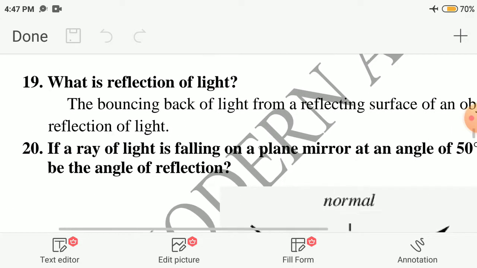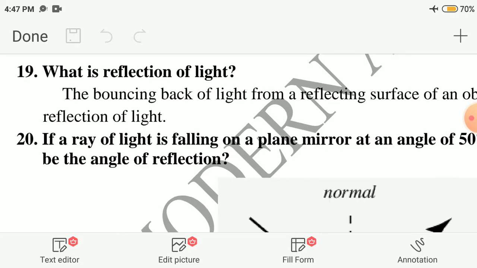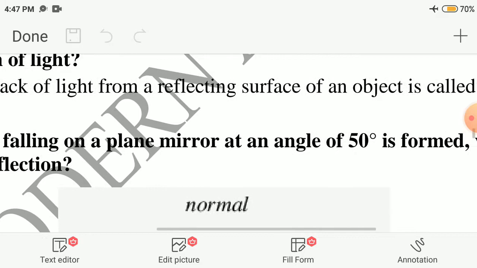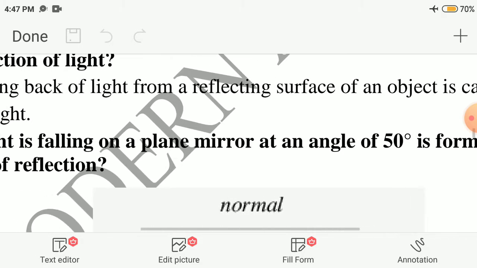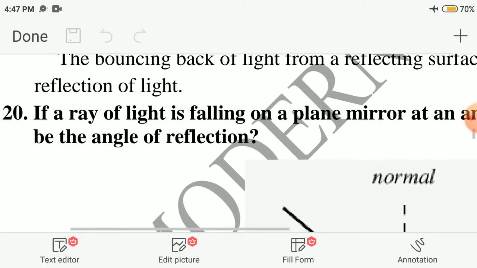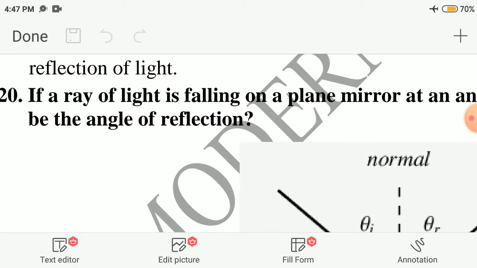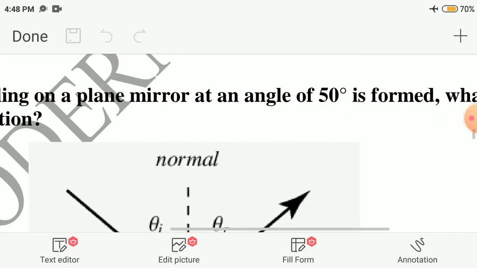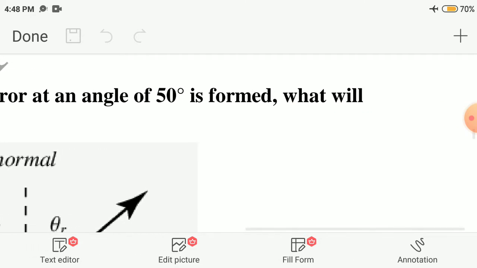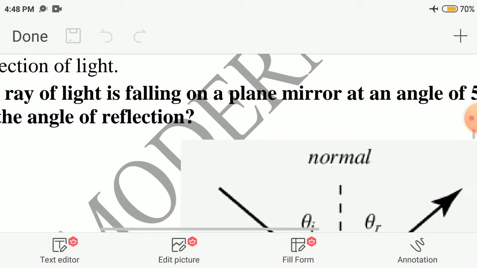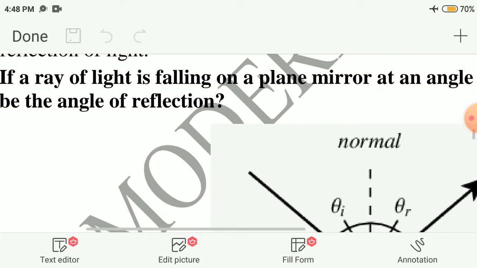Next, 19th question. What is reflection of light? The bouncing back of light from a reflecting surface of an object is called reflection of light. 20th question. If a ray of light is falling on a plane mirror at an angle of 50 degree, what will be the angle of reflection?